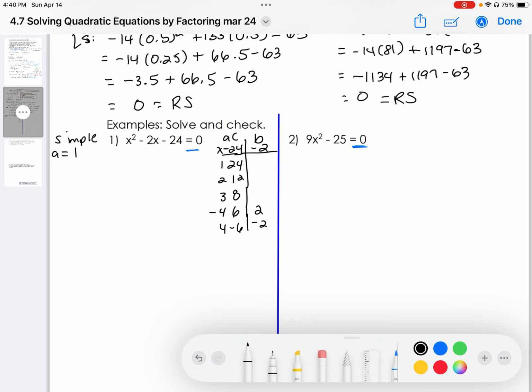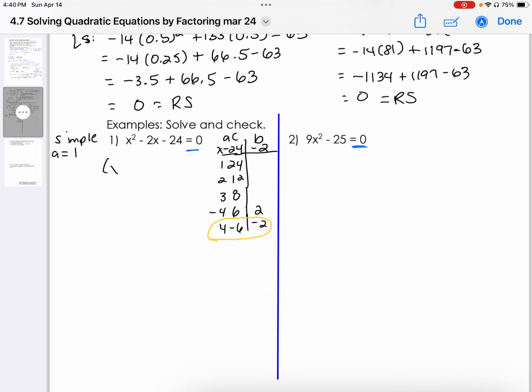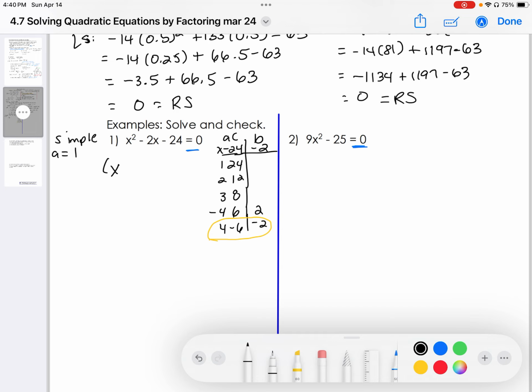but we want -2, so it's going to be +4 and -6. I wrote the +4 first, that doesn't matter. Okay, but this time, yes, we need to factor, but we also need to solve. So we are finding those zeros or the x values. And when we do the word problems, you'll see why in a second.